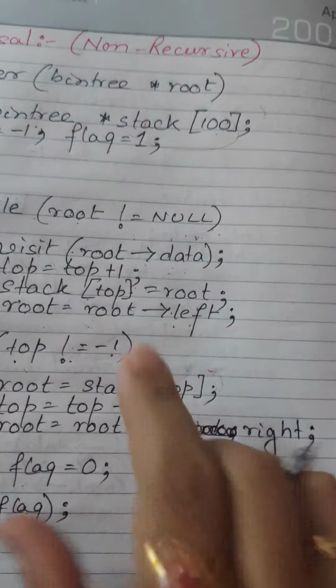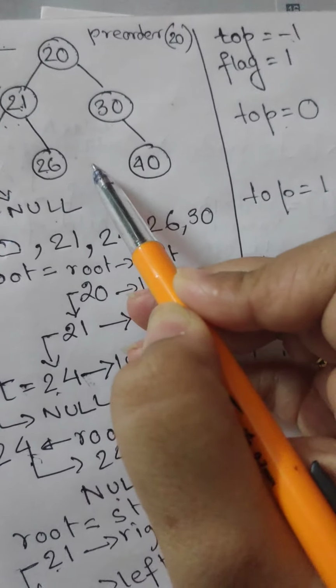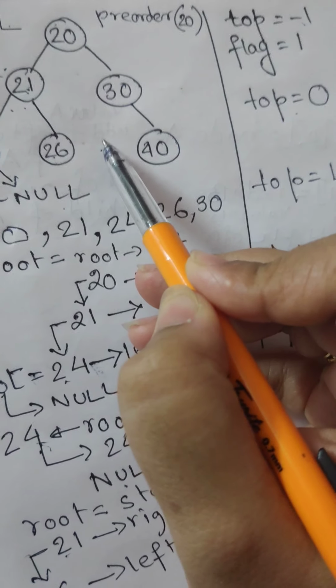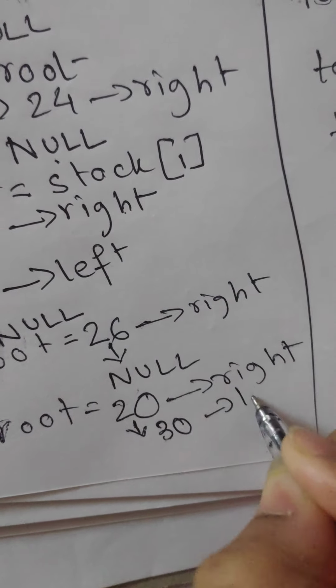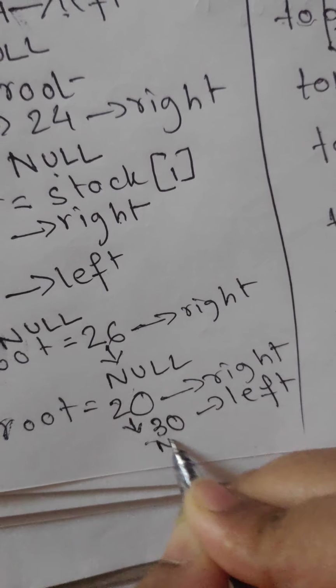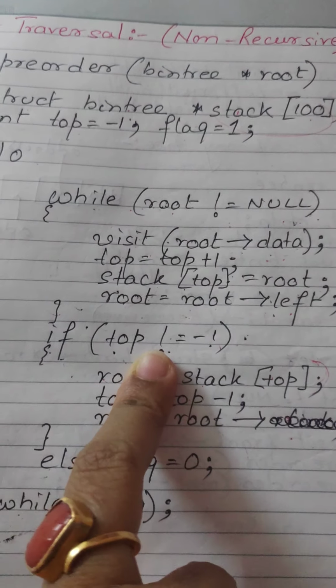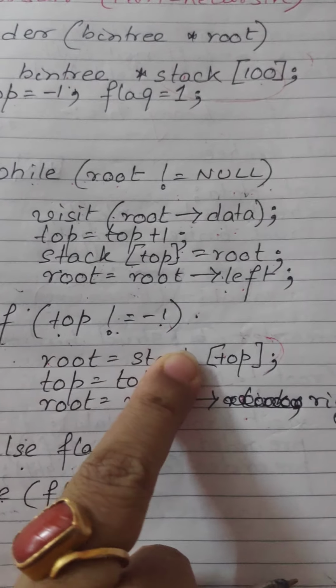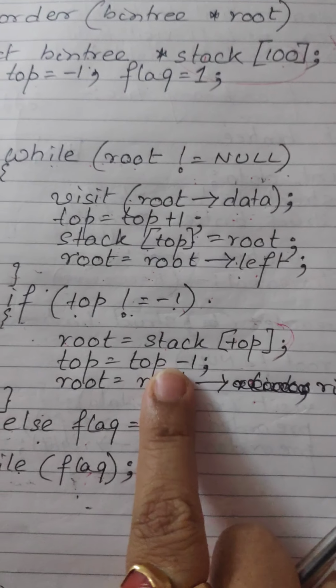Root is equal to root left, so you come to the left-hand side of 30. Now 30's left is null, correct? So when you come to 30's left, your root becomes null. The while loop will not run anymore, and it will come to the if condition: if top is not equal to -1. Currently my top is 0, so top not equal to -1 is true.